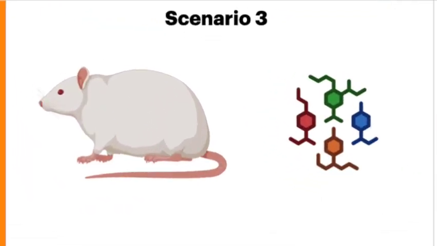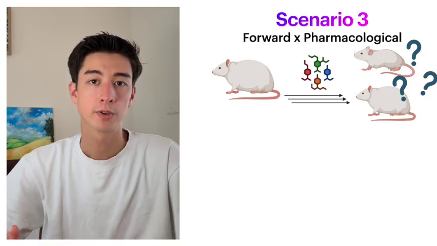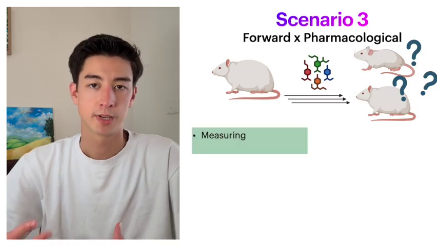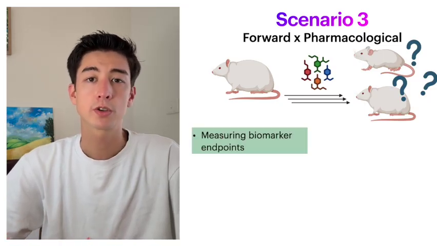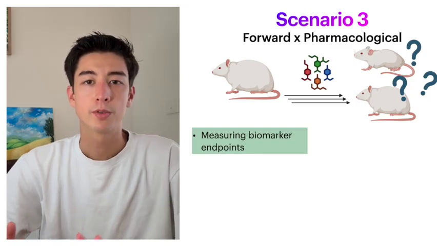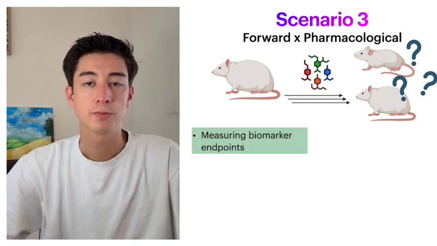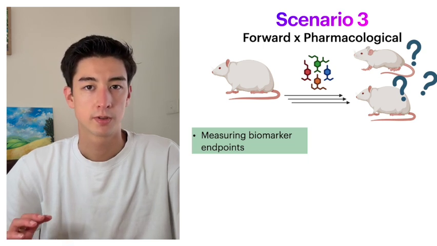Now, let's consider scenario 3, where we shift from genetics to pharmacology. Here we treat the diabetic mouse model with a range of drug-like, structurally diverse compounds and monitor disease-relevant endpoints, such as glucose levels, insulin sensitivity, or body weight. We already know that this mouse model reliably displays diabetic-like symptoms, providing a robust system for screening therapeutics.